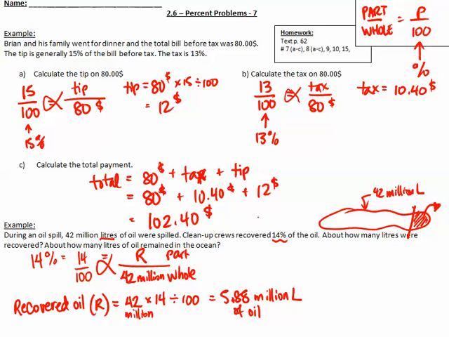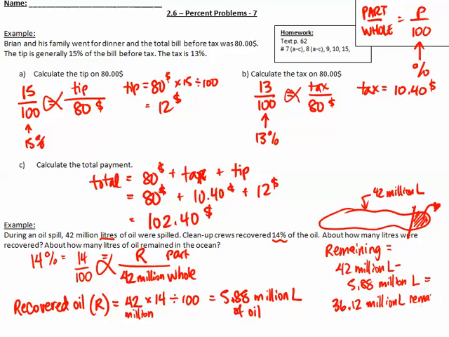How many liters of oil remained? Well, remaining is this white part that was not picked up. The remaining amount is 42 million liters of oil minus the 5.88 million liters of oil that were recovered. And that ends up giving me 36.12 million liters remain. And if I want to convert that to the number, that's 36,120,000 liters of oil.